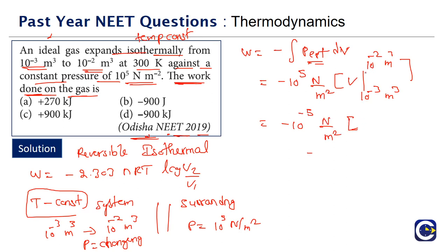The final volume is what? 10 power minus 2. So 10 power minus 2 minus 10 power minus 3. This will be in terms of meter cube. Okay. So if you take 10 power minus 3 common out, 10 power, this is not minus 5, it is 5. 10 power 5 Newton per meter square, okay, into 10 power minus 3 will come. So here it will be 10 minus 1.